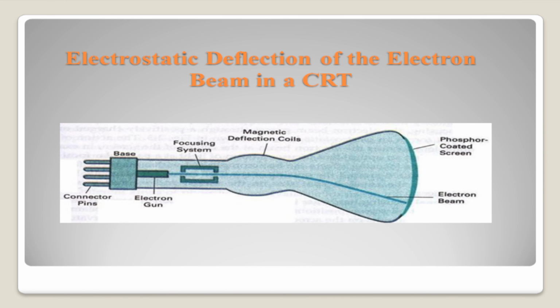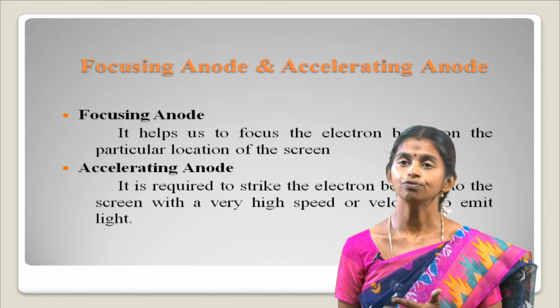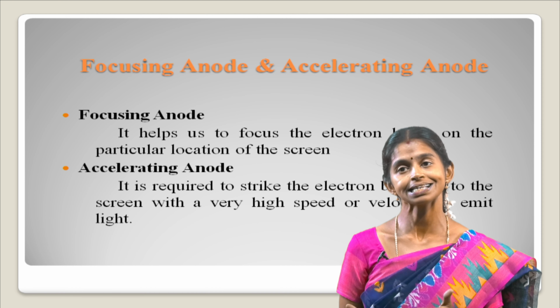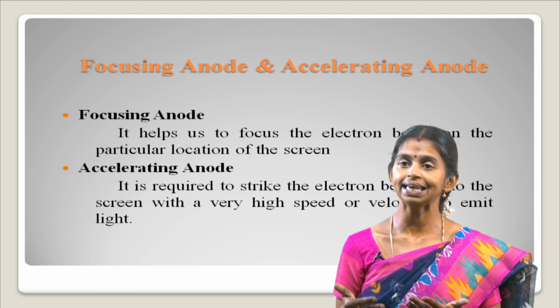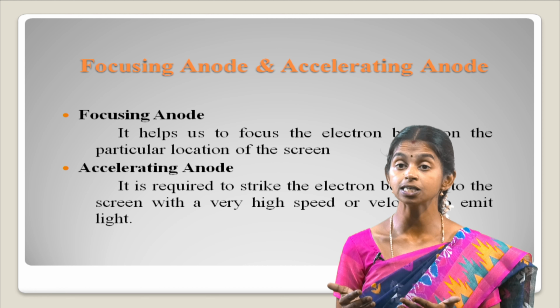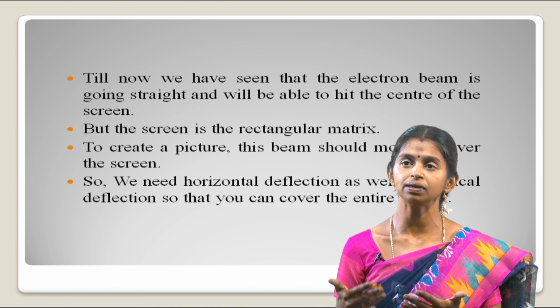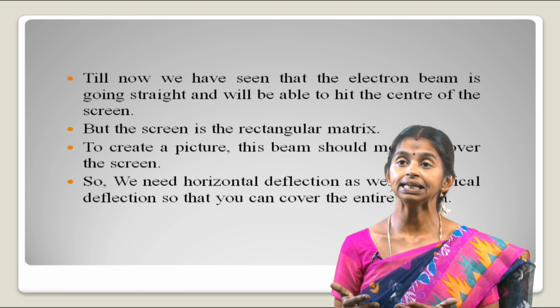Electrostatic deflection of the electron beam in a CRT diagram is displayed for your reference. In this we can see the magnetic deflection coil, the phosphor coated screen, and the electron beam passed through the focusing system with the help of the electron gun, and the connector pins are used as the base. Focusing anode and accelerating anode. The focusing anode helps us focus the electron beam on a particular location of the screen. The accelerating anode is required to strike the electron beam onto the screen with very high speed or velocity to emit light. Till now, we have seen that the electron beam is going straight and will hit the center of the screen.